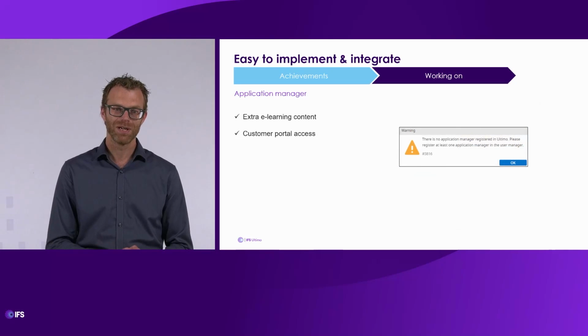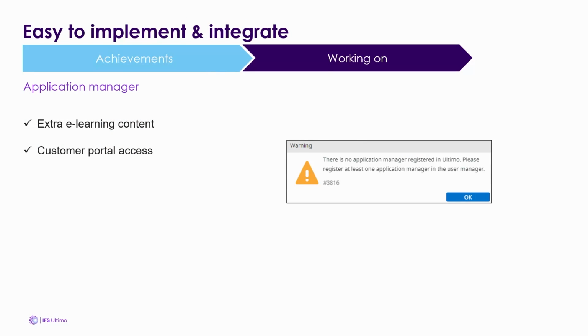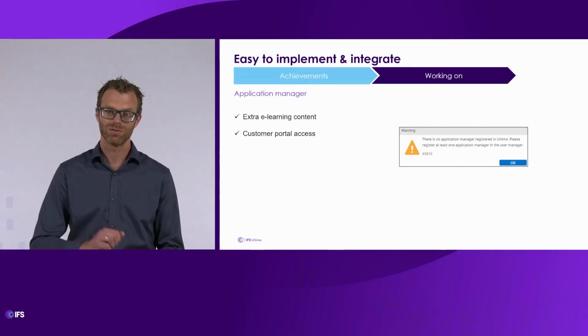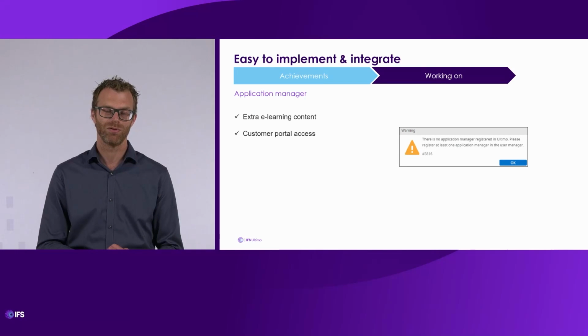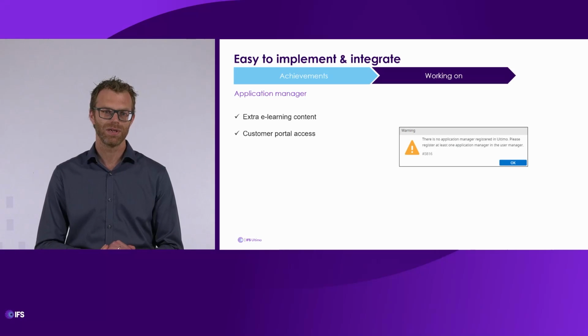Then the application manager, we want to know who's the application manager. For example, the application manager gets access to the customer portal to, for example, register a service request or see the follow-up on that service request. But you also get access to e-learning content. So when you now see this message on the right, please go to the UCT, the user manager, and register there at least one application manager. In the coming future, more items will be related to this application manager. So it's important to register it.